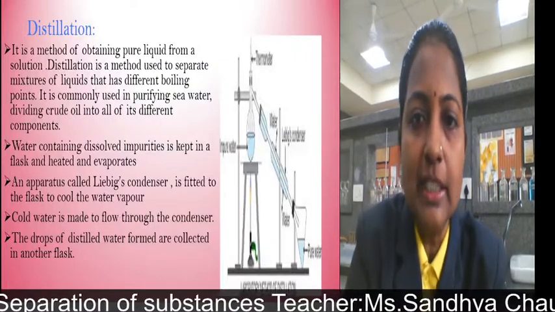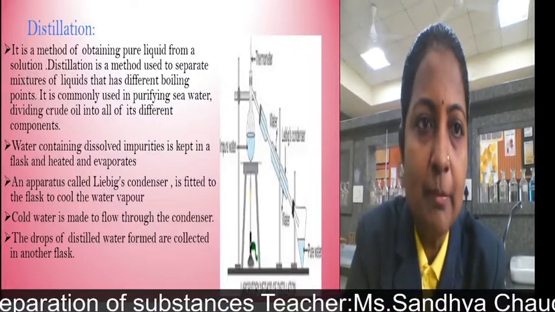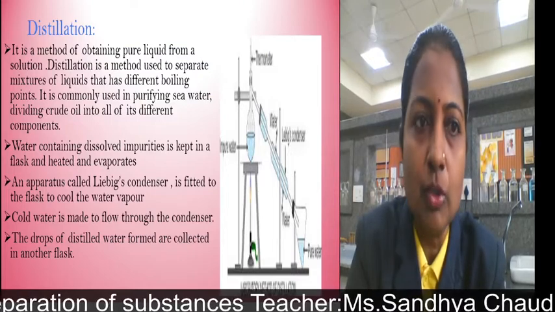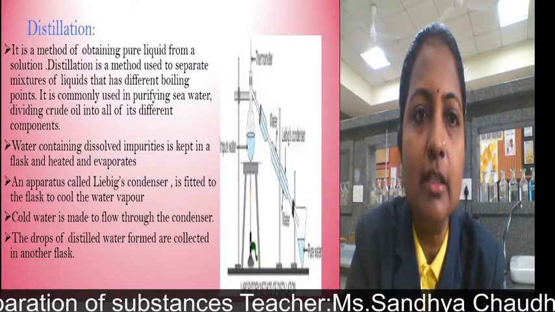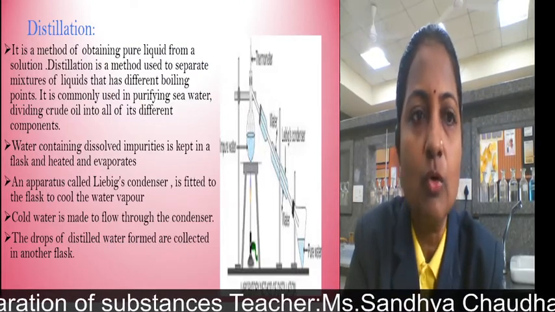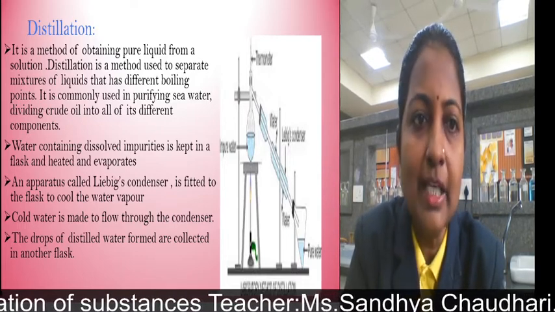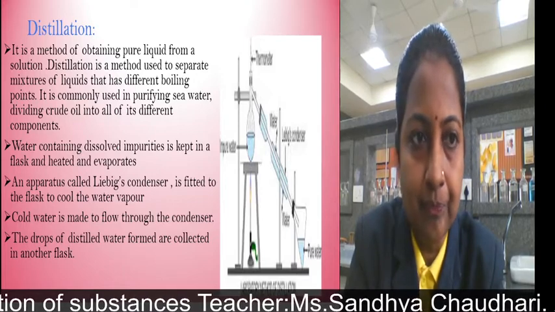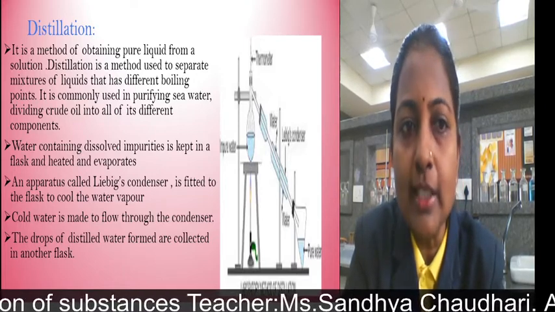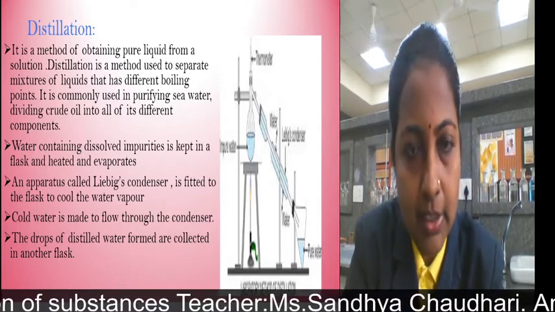Now we will see about the distillation method. It is a method of obtaining pure liquid from a solution. Distillation is a method used to separate mixtures of liquids that have different boiling points. It is commonly used in purifying seawater and dividing crude oil into its different components.